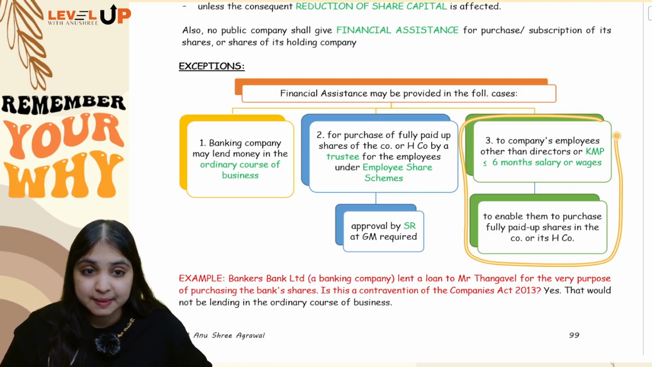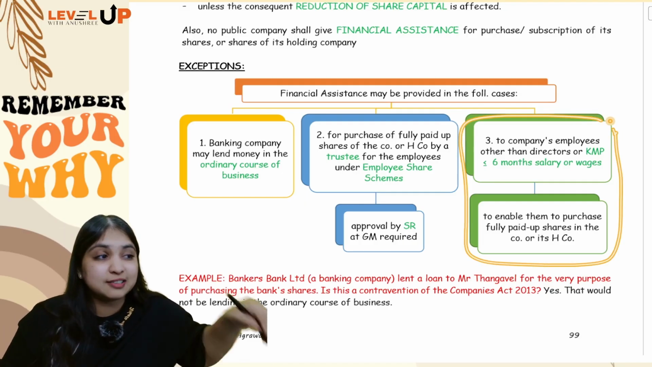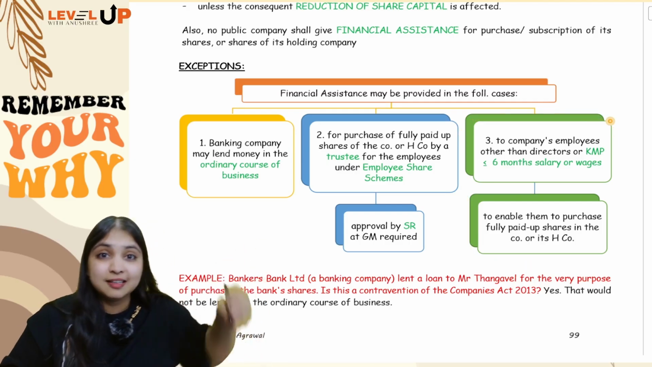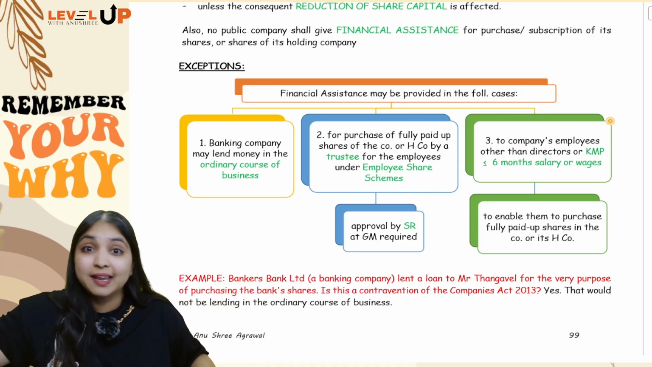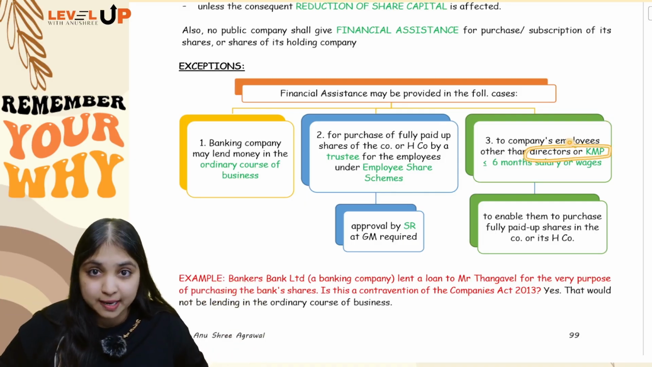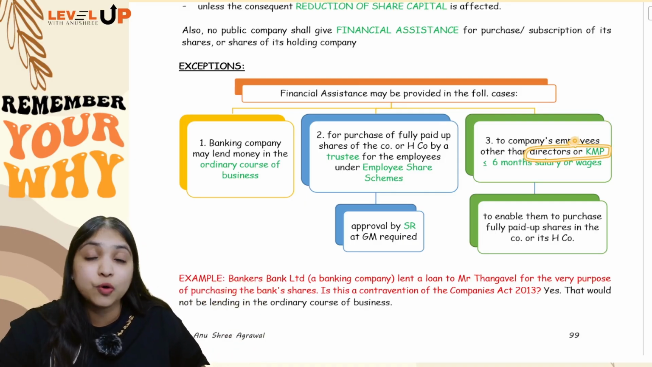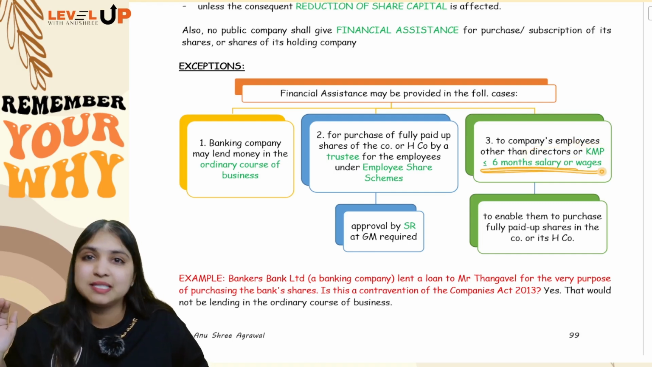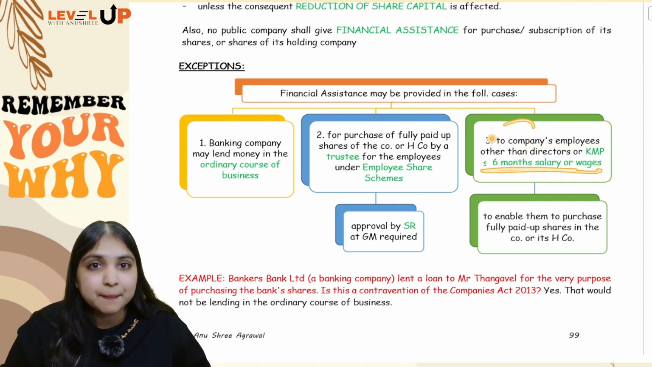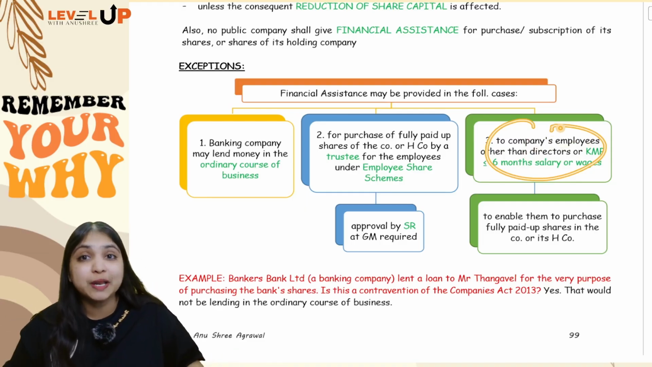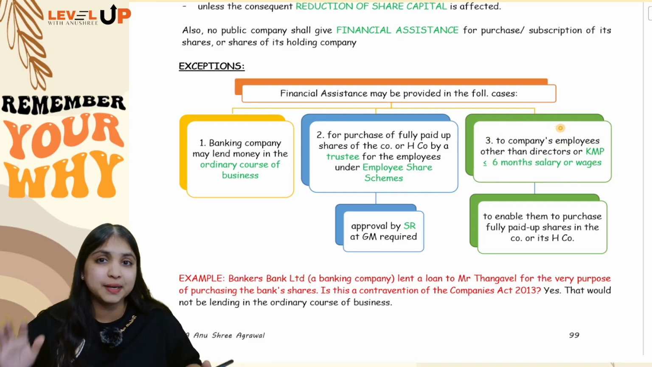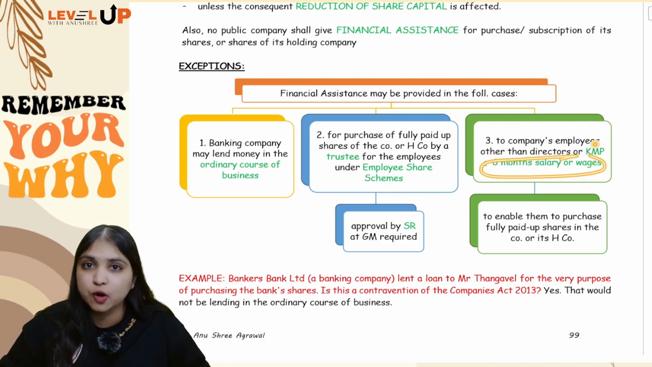In the third exception, company is not giving to trustee for benefit of employees. In the third part, company is directly giving the loan to employees. Which employee? Any employee other than director or KMP. How much loan company can give maximum here? 6 months salary. Understanding? So the company can give loan to employees other than directors or KMP to purchase fully paid shares of the company or holding company, but not more than 6 months salary of the employee.